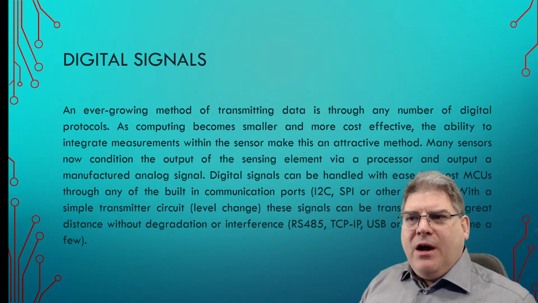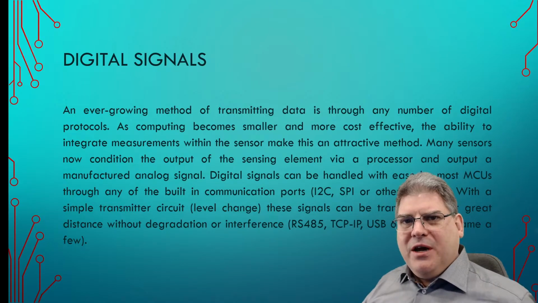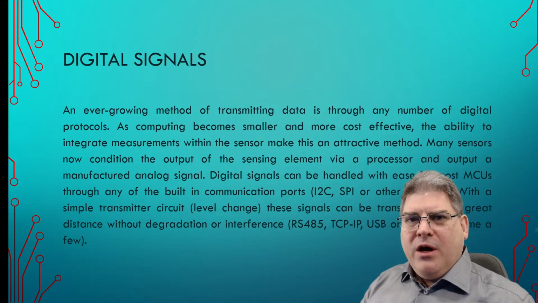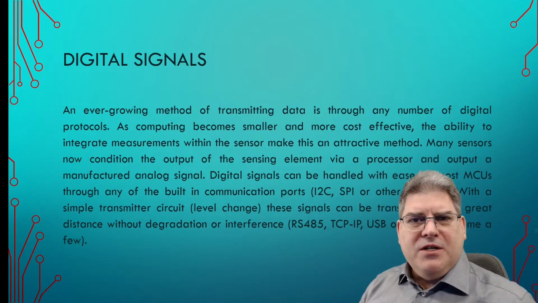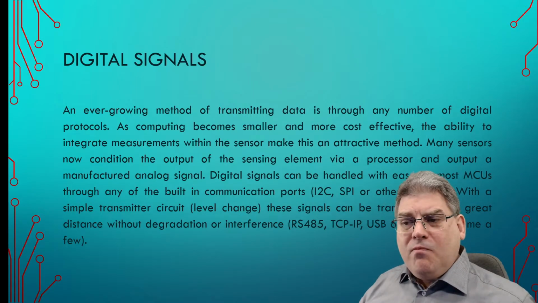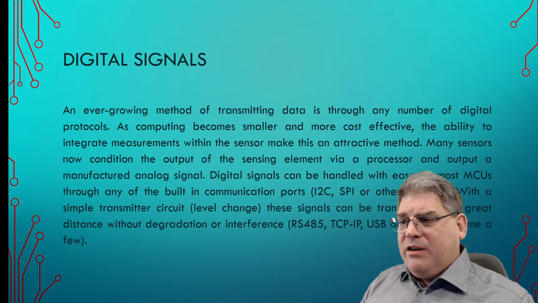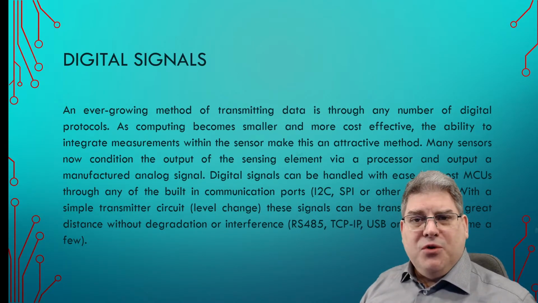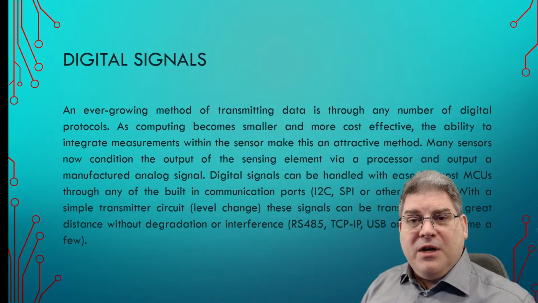Ever growing in popularity are digital signals, digital sensors, and they have the advantage of actually doing all of the calibration and calculations ahead of time and just outputting a value in a digital format. And some of them use protocols like SPI or I2C so that it can communicate directly with the microprocessor, while others have external protocols like RS485, USB, RS232, or even TCP/IP, so they can talk directly to the internet.